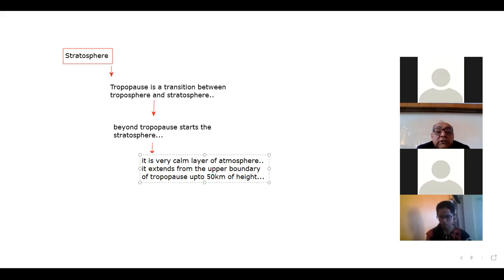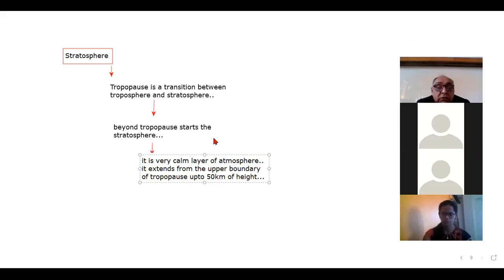So now, beta, this is the point. We are moving next. It is a very calm layer of the atmosphere. It extends from the upper boundary of the tropopause up to 50 kilometers of height. Strong winds blow here, but there is no turbulence.